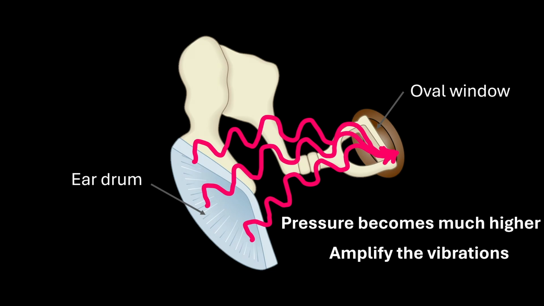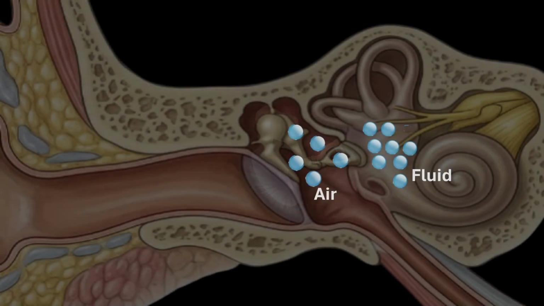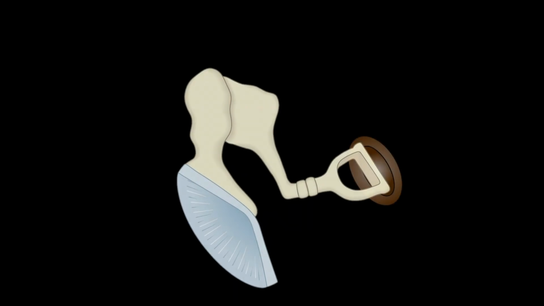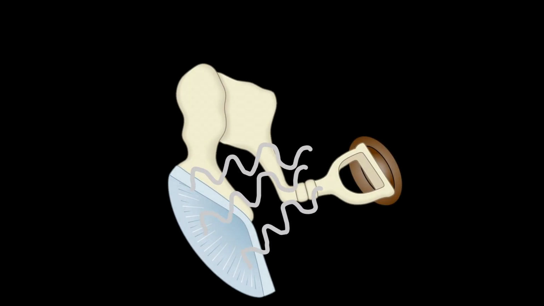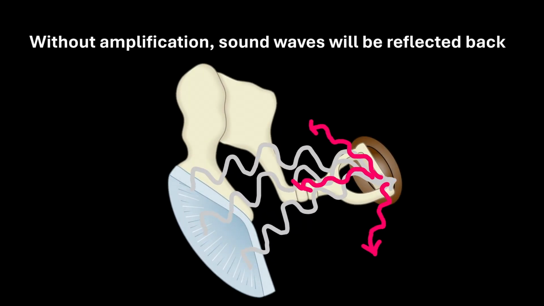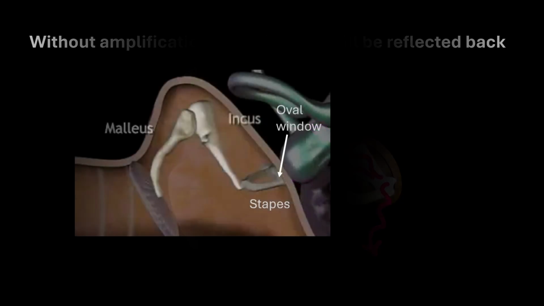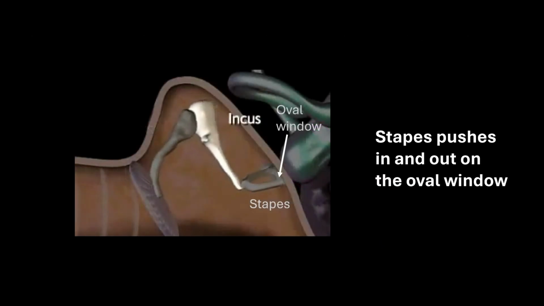Now, this amplification is essential because the sound is moving from air in the middle ear into the fluid of the inner ear. If the amplification weren't there, most of the sound waves would simply be reflected back and not enter the inner ear. So when the stapes vibrates, it pushes in and out on the oval window almost like a piston moving back and forth.